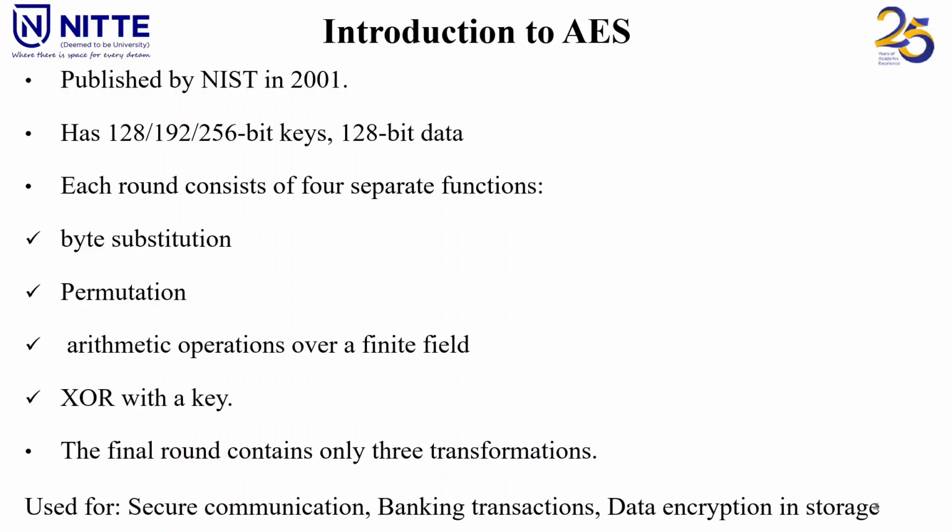Each round consists of 4 separate functions. The very first function, or transformation, is called byte substitution. Then permutation, then arithmetic operations over a finite field, then XOR with the key. The final round contains only three transformations. So these are the various functions involved in every round. We mainly use the AES algorithm in order to provide secure communication, in banking transactions, and for data which we encrypt and keep in storage.